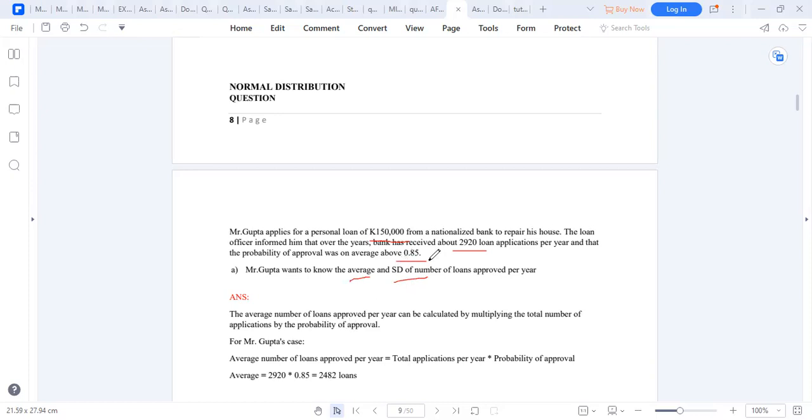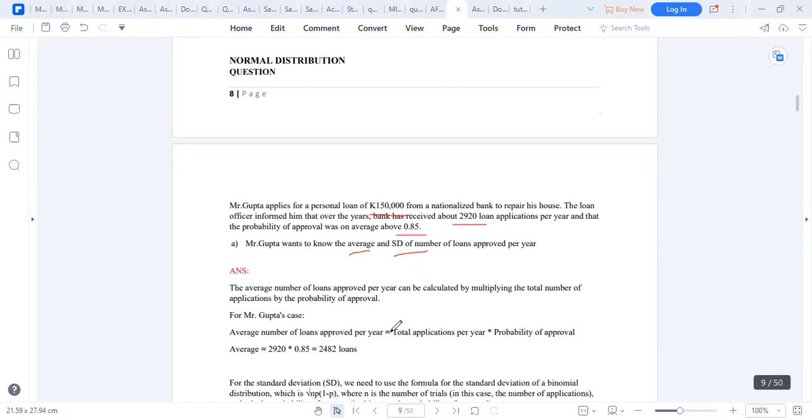So this is a binomial normal approximation. I gave you the characteristics of a binomial whenever our sample is more than 30. Just know that we're going to convert that to a binomial normal. Under binomial normal, we should know that the average number, which is mu, is given by NP. Multiply the number of total applications, which is 920, times the probability of approval, which is 0.85. So on average, what is the number of loans? 782.